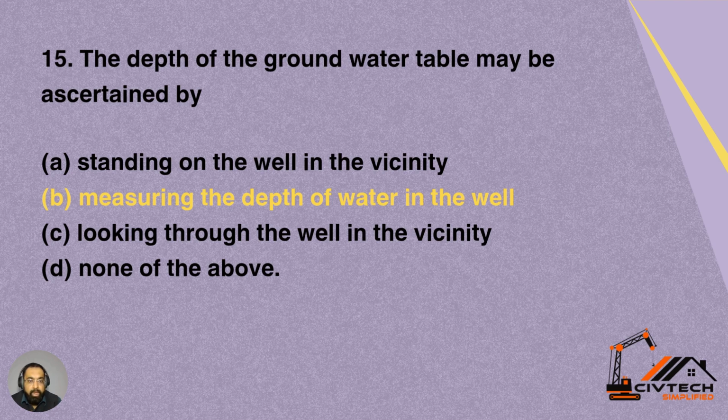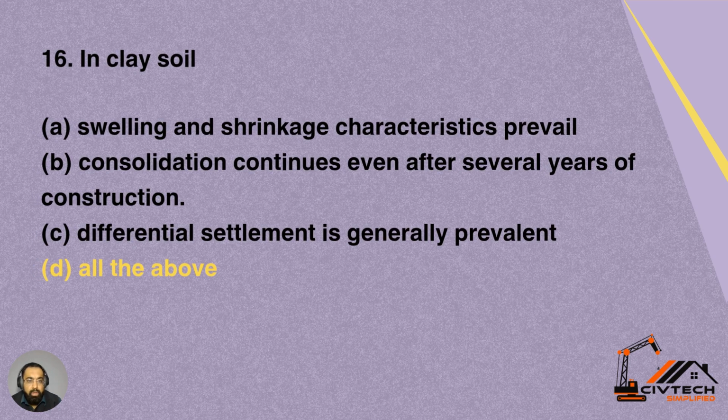Question 15. The depth of groundwater table may be ascertained by: A, standing on the well in the vicinity; B, measuring the depth of water in the well; C, looking through the well; D, none of the above. So, the depth of the groundwater in that area can be measured through the depth of water in any well. As the water maintains its level, the depth of the water in the well will be the depth of the groundwater table.